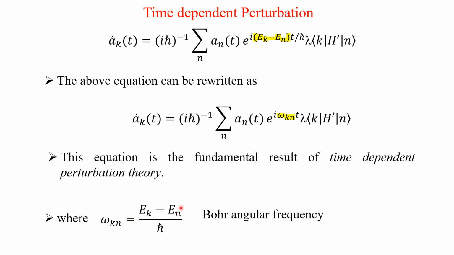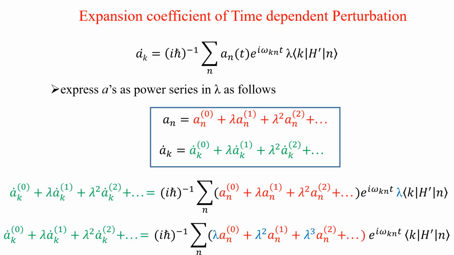This is called the Bohr angular frequency. This omega_kn is the Bohr angular frequency. Energy is h cross omega, so h cross will get cancelled and you will get omega_kn. So this is the Bohr angular frequency. This equation is the fundamental result of time-dependent perturbation theory. This is the fundamental result of time-dependent perturbation theory.